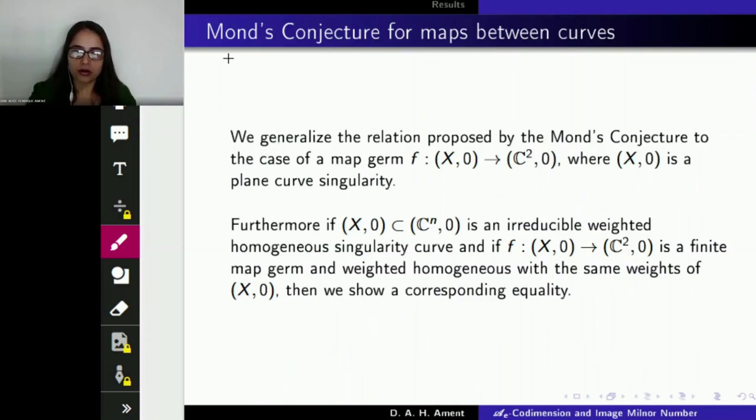Now, we consider Mond's conjecture in the context of maps between curves. We generalize the relation proposed by Mond's conjecture to the case of a map germ F from X to C^2, where X is a plane curve singularity. Furthermore, if X in C^n is an irreducible weighted homogeneous curve singularity and F from X to C^2 is a finite map germ, weighted homogeneous with the same weights as X, then we show a corresponding equality.